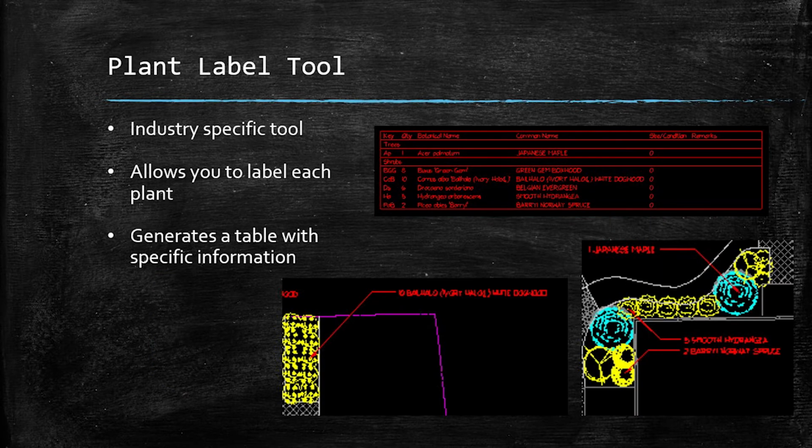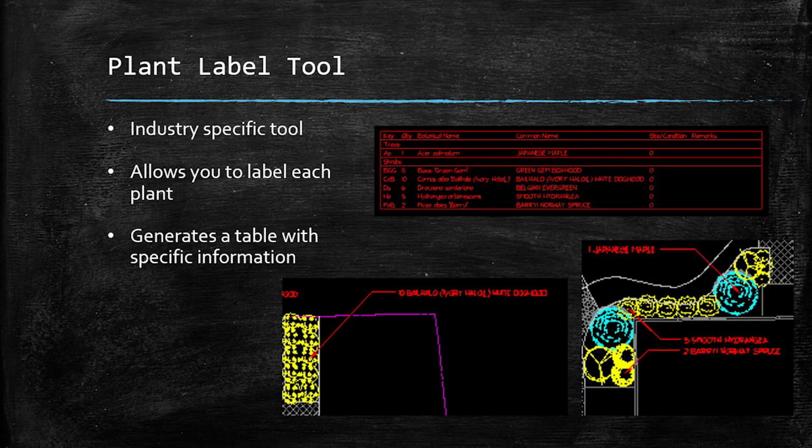The Plant Label tool is an industry-specific tool that allows the users to label plants in the drawing. DynaSCAPE has a feature that will auto-generate a list based on the plant labels that were inserted into the drawing. The list is in table form, and it automatically includes the name, quantity, botanical name, and common name of each plant in the drawing. When selecting plants to be inserted into the drawing, you can search DynaSCAPE's large database to generate a wide variety of plant material.